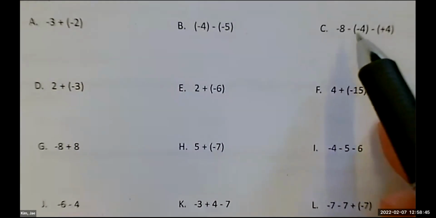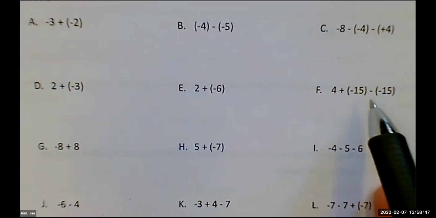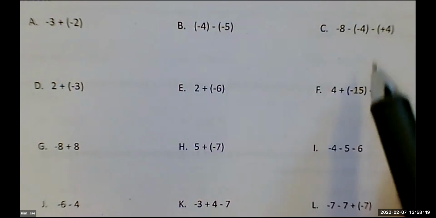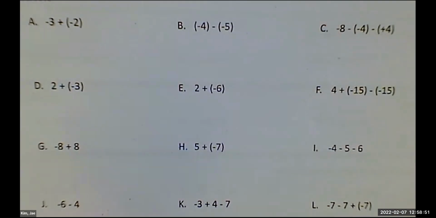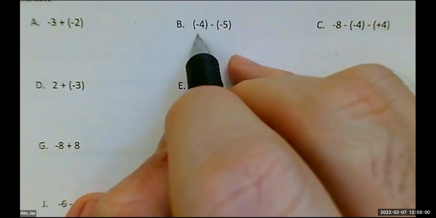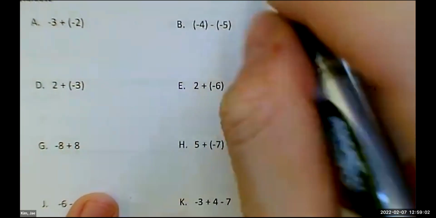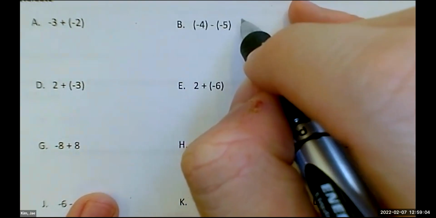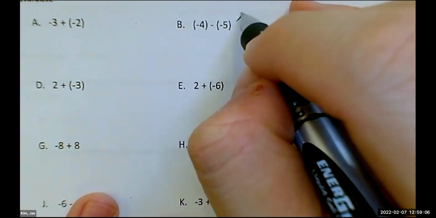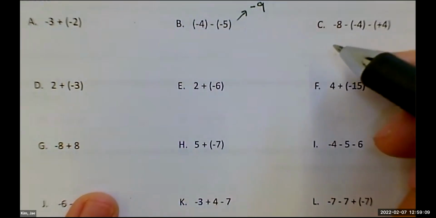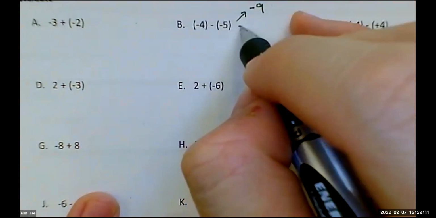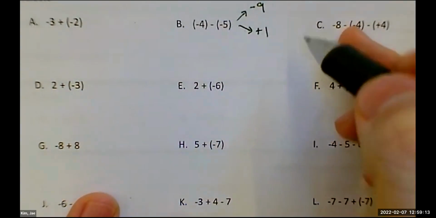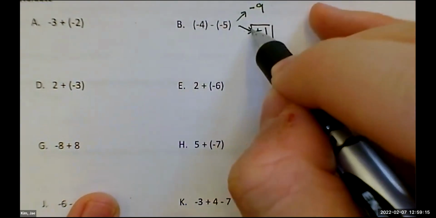Minus a negative. We've got a minus a negative here. I'm going to do all of these questions slightly different to see what makes sense to you. You pick it up and figure out what makes sense for you. Here, -4 minus a -5, you have two options. One, you might think that it's going to be a -9. The other, you might think it's going to be a +1. And +1 is the correct answer.